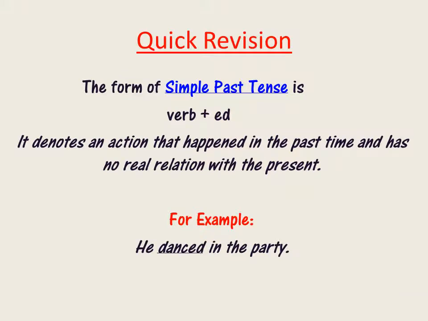Let's first quickly revise what we did in our last video. It was all about simple past tense. And what is simple past tense? Simple past tense is an action that happened in the past time and has no real relation with the present time. कोई भी ऐसा action जो past में हुआ और उसका present से कोई relation नहीं है is a simple past tense. So what was the form of simple past tense?